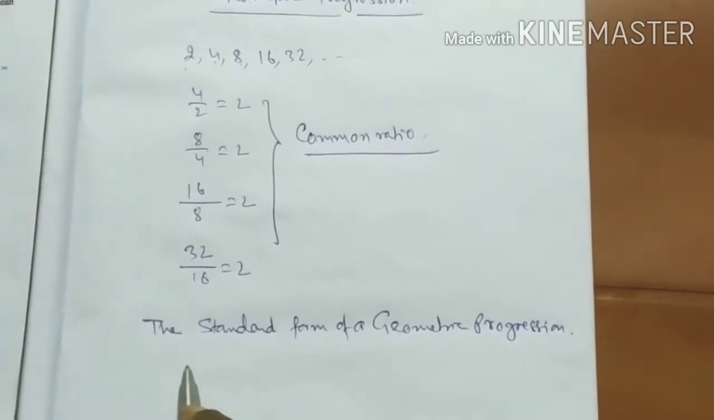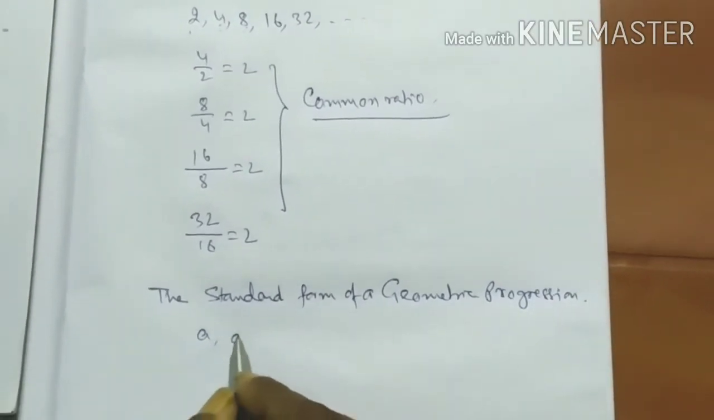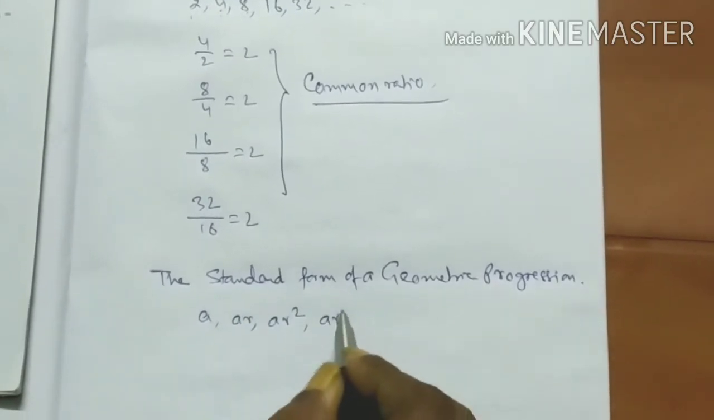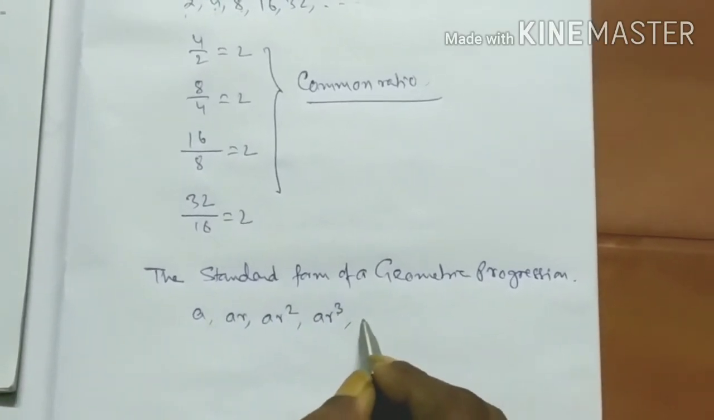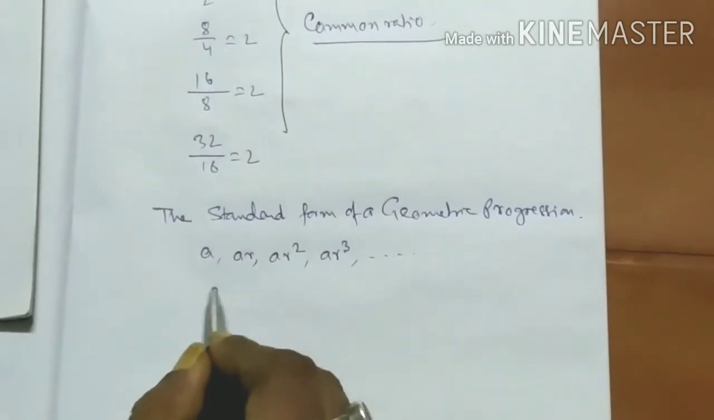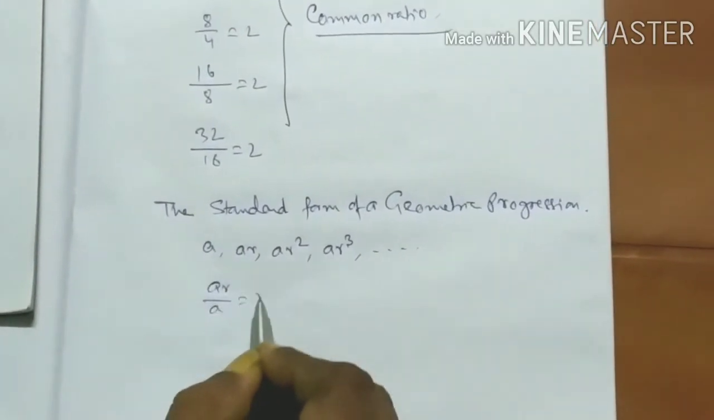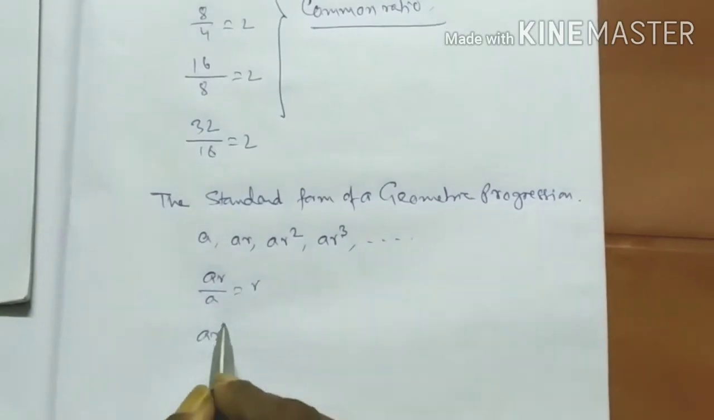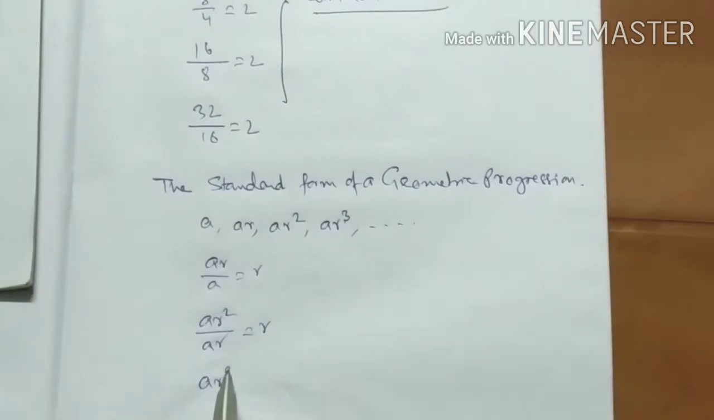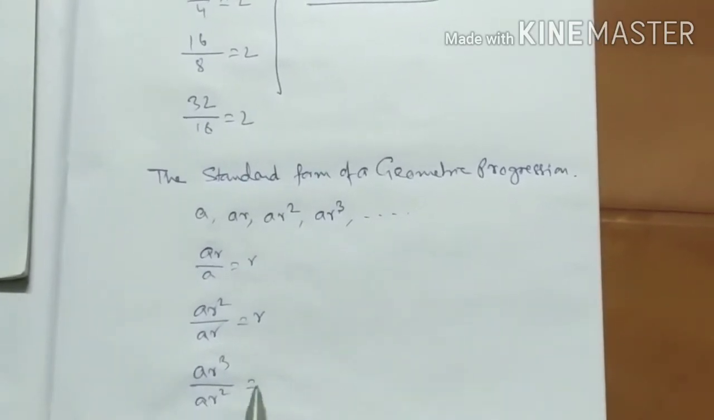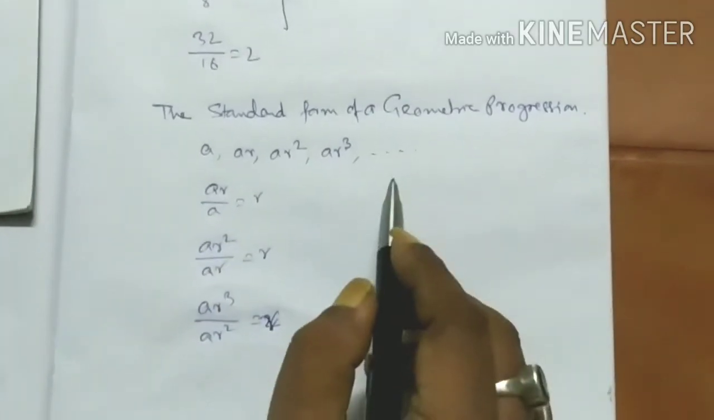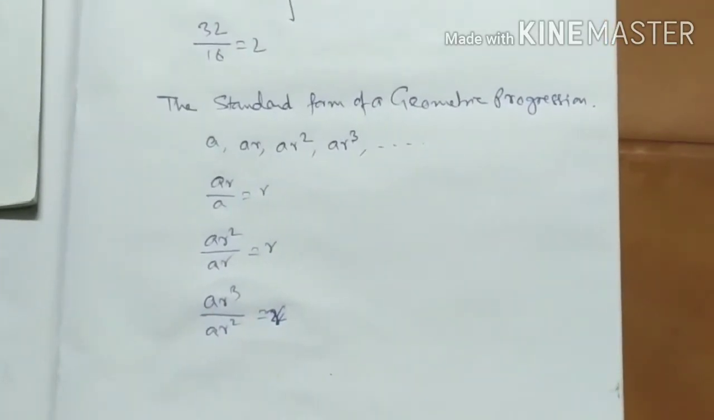It is written as A, AR, AR square, AR cube, and so on. Here you see that AR divided by A is equal to R. AR square divided by AR is equal to R. AR cube divided by AR square is equal to R. So this is constant. This is the standard form of a geometric progression.